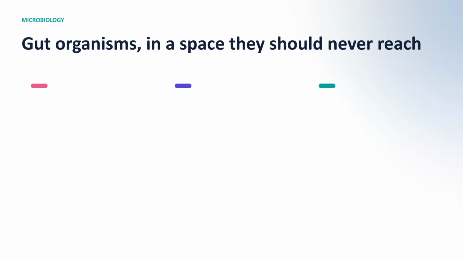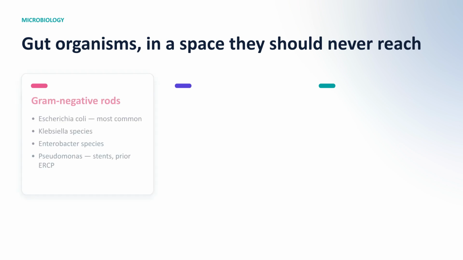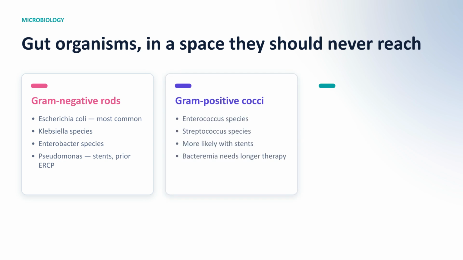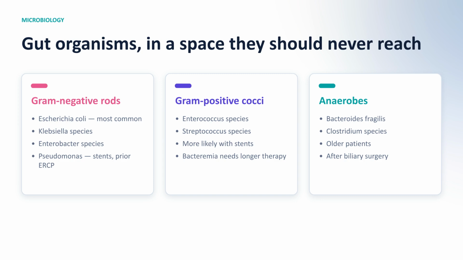The bile behind a blocked duct is colonized from the gut. Escherichia coli is the most common organism, followed by Klebsiella and Enterobacter. Pseudomonas appears in patients with stents or previous instrumentation. On the gram-positive side, Enterococcus and Streptococcus species, which matter because they change how long you treat. Anaerobes, such as Bacteroides fragilis and Clostridium species, turn up in older patients, in mixed infections, and after biliary surgery.